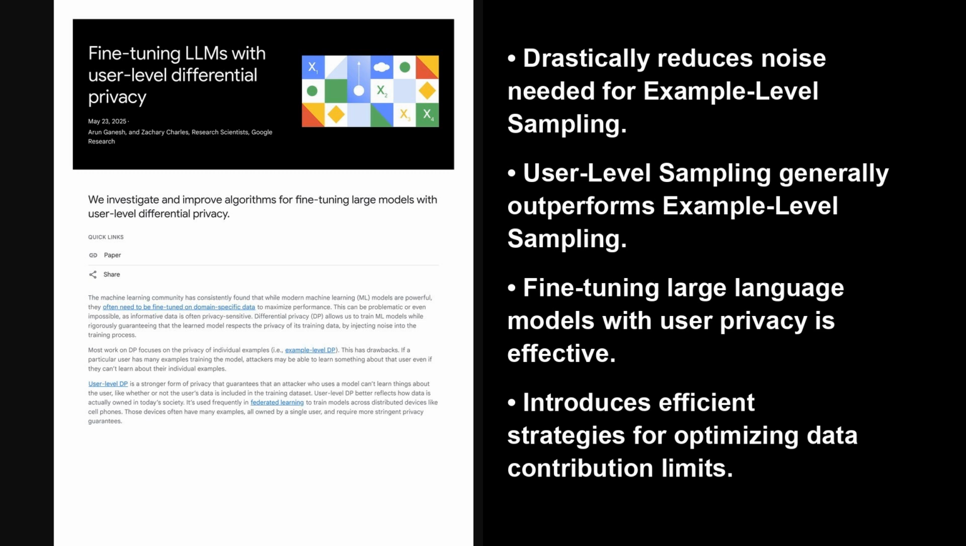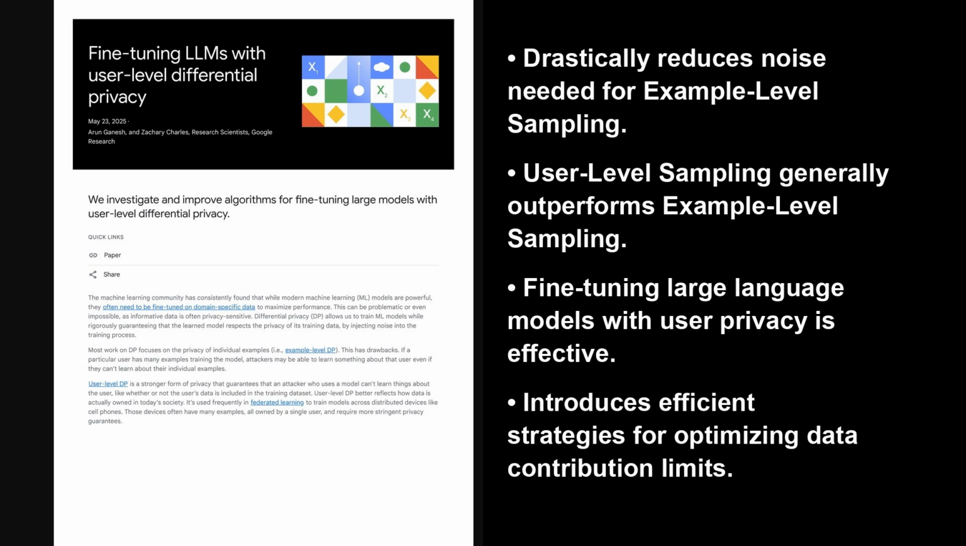I am Alex. Today, we're looking at this post from Google Research, dated May 23, 2025, Fine-Tuning LLMs with User-Level Differential Privacy. It's all about enhancing LLMs with private data using differential privacy, or DP. That's a technique ensuring privacy during model training, often by adding noise. This research specifically tackles user-level differential privacy, a stronger guarantee protecting a whole user's data, not just individual examples.